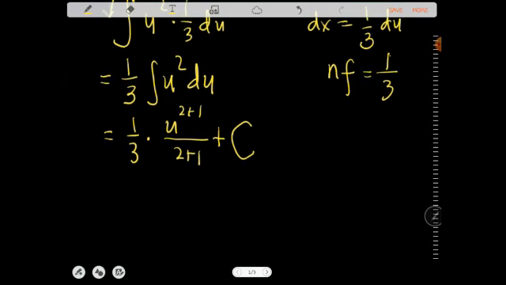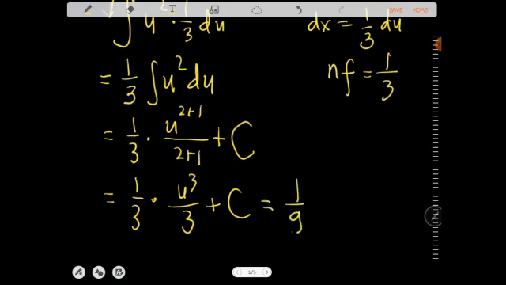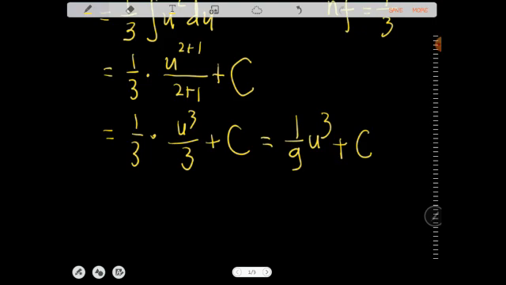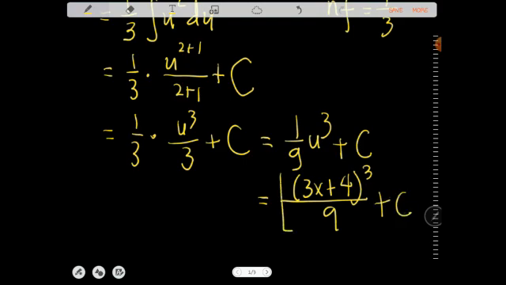Okay? So, simplifying further the equation, this would give us 1/3 times u cubed over 3 plus the arbitrary constant c. And simply this is 1/9 u cubed plus the arbitrary constant c. Ipalit natin yung ating value of u. So this would be equals to a quantity of 3x plus 4, tama ba? Okay? Raised to 3 over 9 plus the arbitrary constant c. Okay, so this would be now our answer.